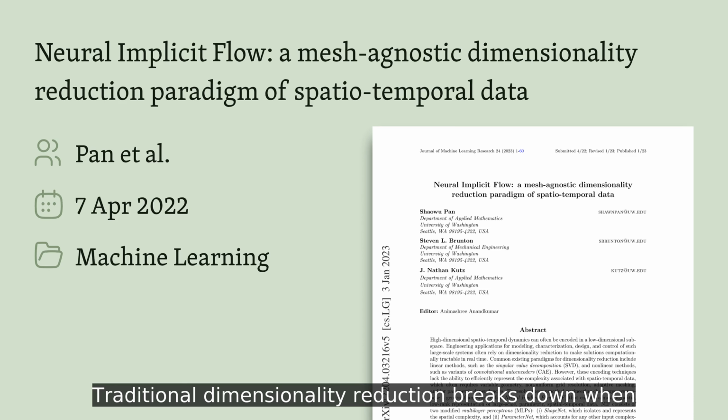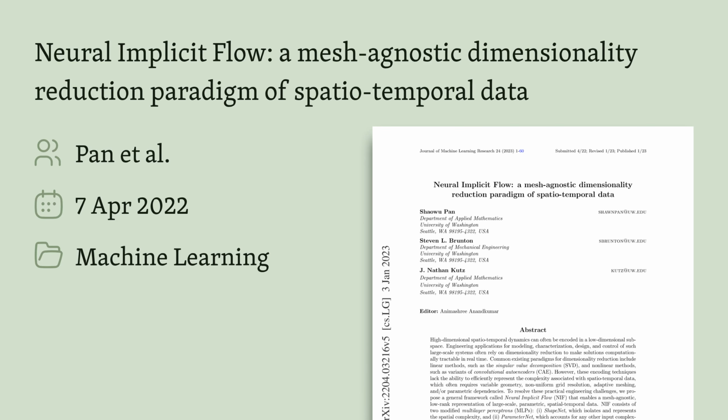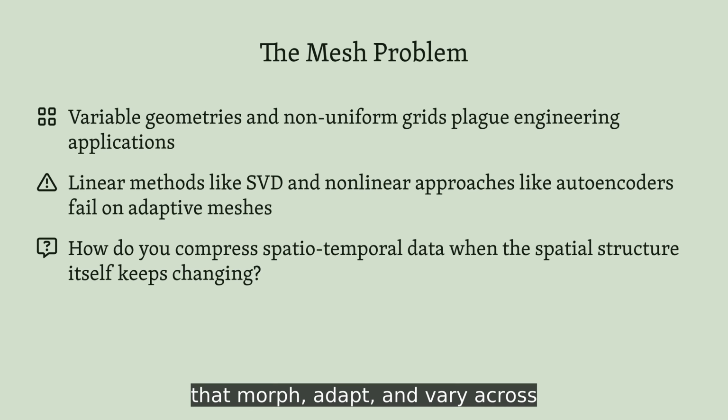Traditional dimensionality reduction breaks down when your mesh changes, your geometry varies, or your grid adapts. The authors of this paper introduced Neural Implicit Flow, a framework that finally makes dimensionality reduction mesh-agnostic.